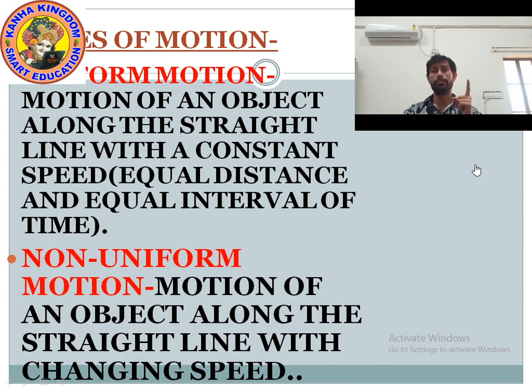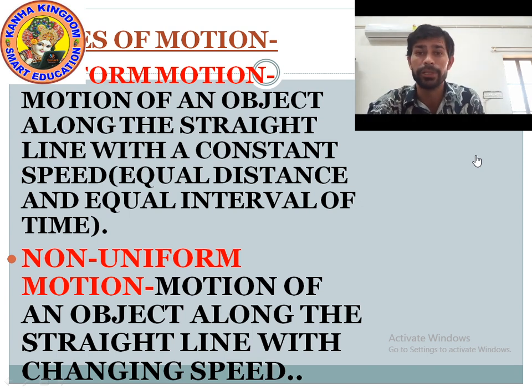So what is uniform motion? Motion of an object along the straight line with constant speed is known as uniform motion. Second definition: the equal distance traveled in equal interval of time is known as uniform motion. Non-uniform motion: motion of an object along the straight line with changing speed is known as non-uniform motion. I hope you understood. Let's move on to the next point.